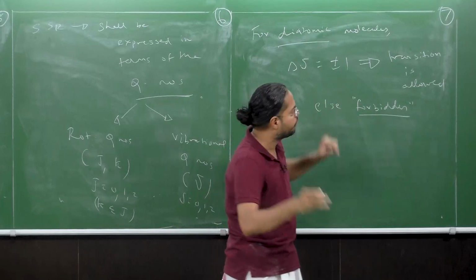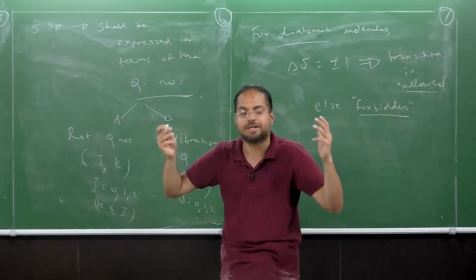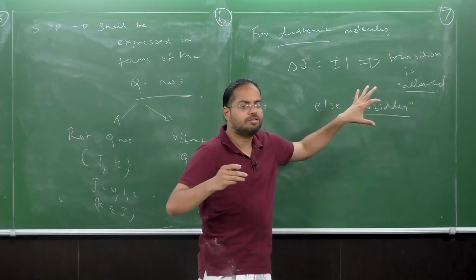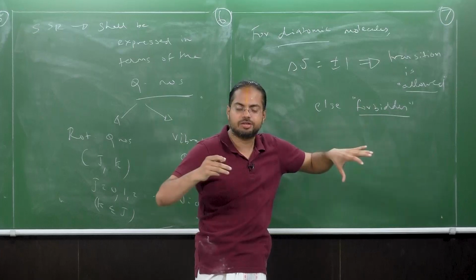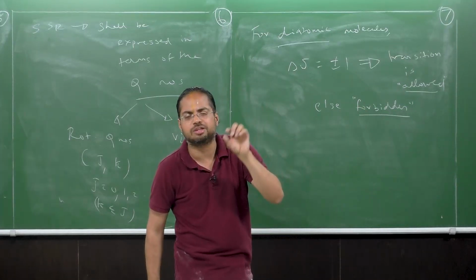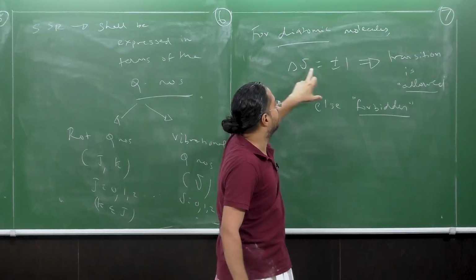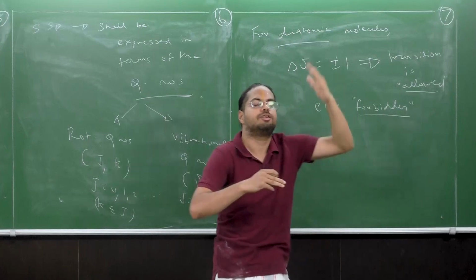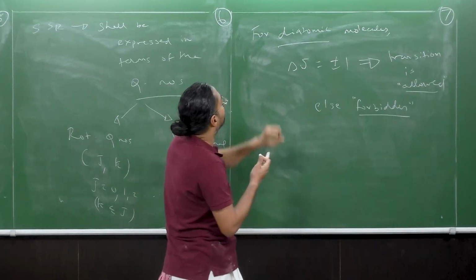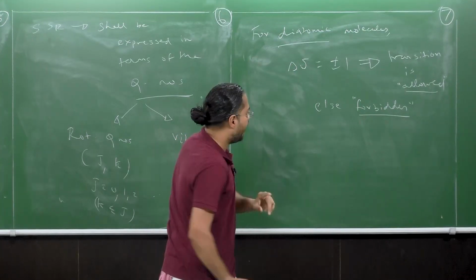I'm not going to repeat myself again, but I've already told you in the previous lecture the meaning of allowed and forbidden. Forbidden is not some eternally forbidden thing, which can never occur. There are other mechanisms through which a forbidden transition can also happen. Forbidden simply means that the intensity of the transition is going to be very mild, but an allowed transition means that the intensity is going to be very high. Please understand that. So this is for the vibration of diatomic molecules.